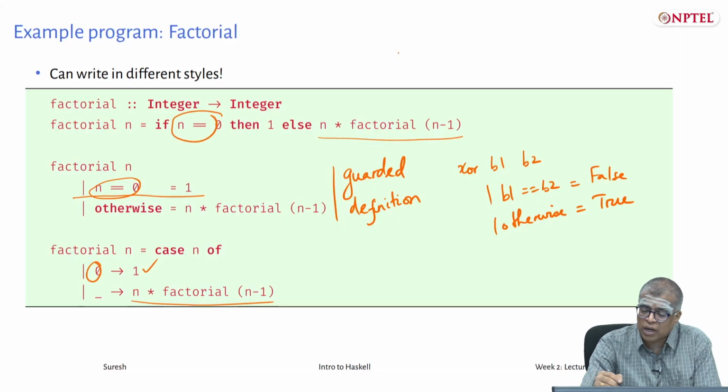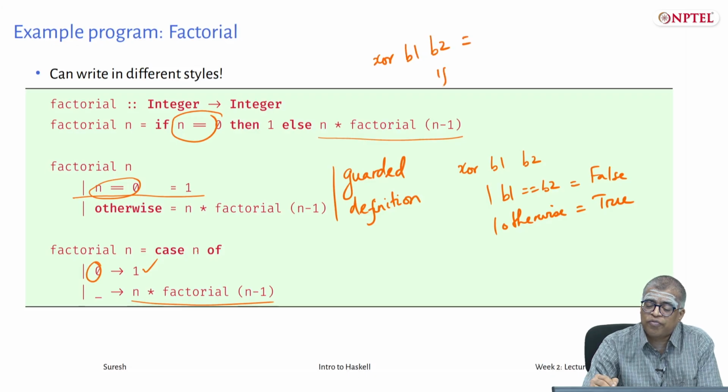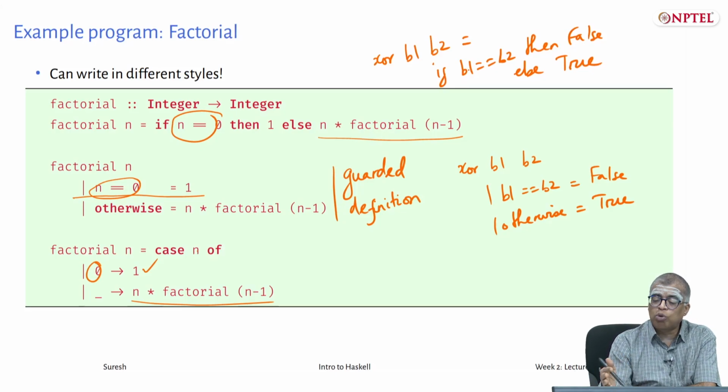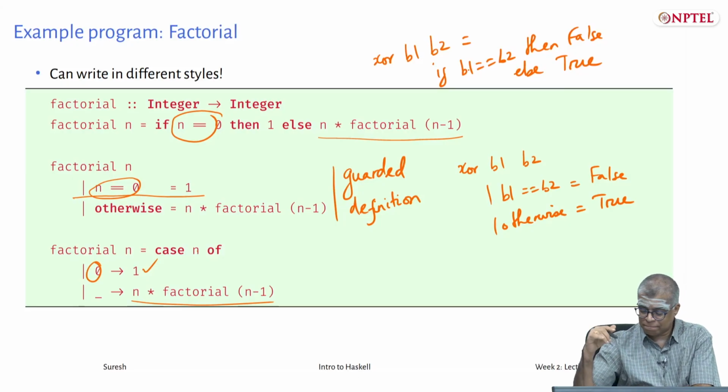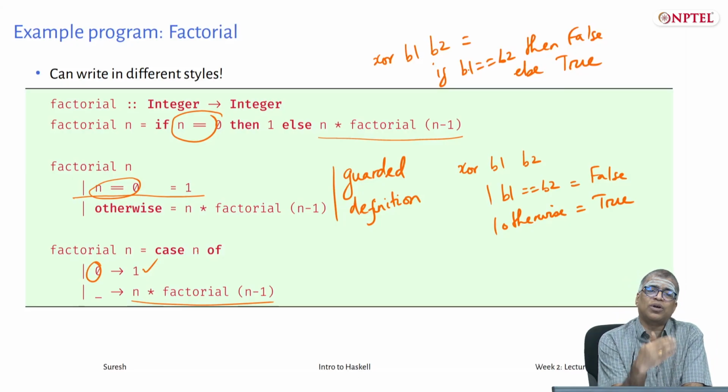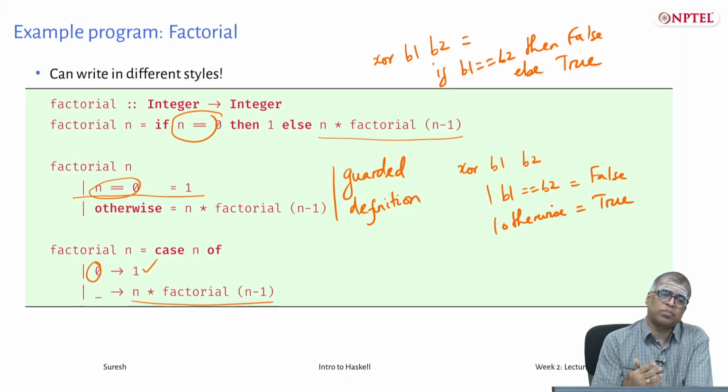I could also write XOR B1 B2 as if B1 equals B2 then false else true, right. That is a complex Boolean expression. I am not just checking whether B1 is equal to some constant value, but I am checking whether two Boolean values are the same, okay. So, just to illustrate that you can write the factorial function also in multiple styles.